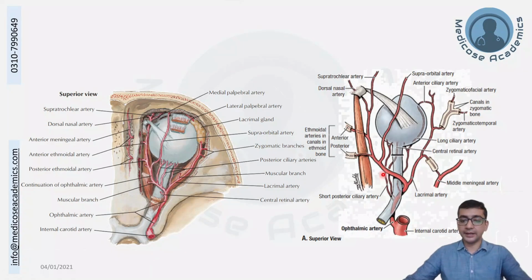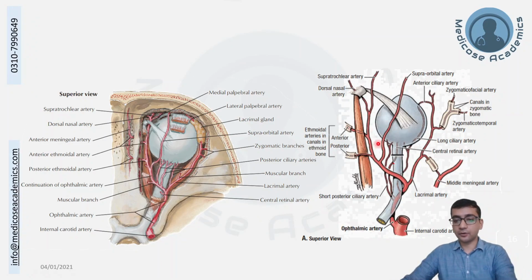But it is behind the nasociliary nerve. The nasociliary nerve will be running anterior and parallel to it right there. As it moves along, it will give the following branches. It will give the lacrimal artery. Lacrimal artery, however, will go and give the zygomatic branches also. Zygomaticofacial, zygomaticotemporal.